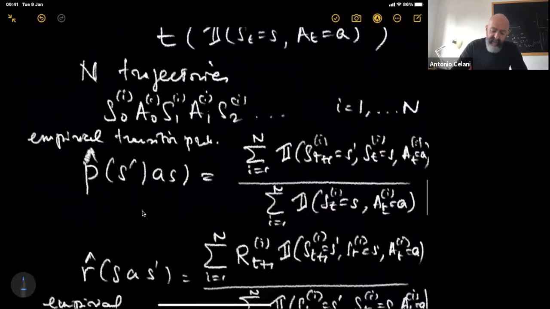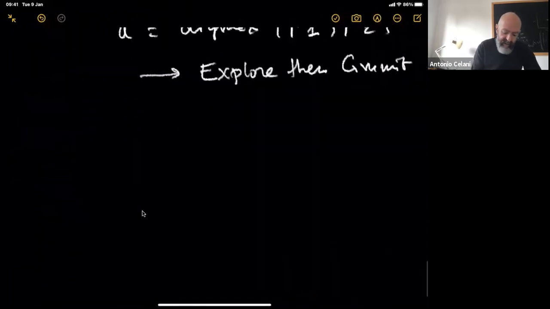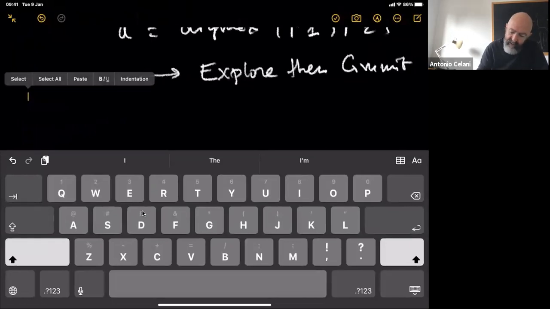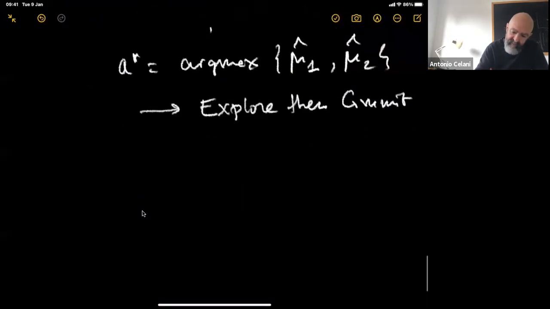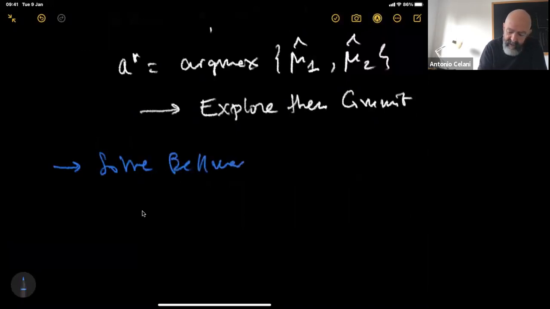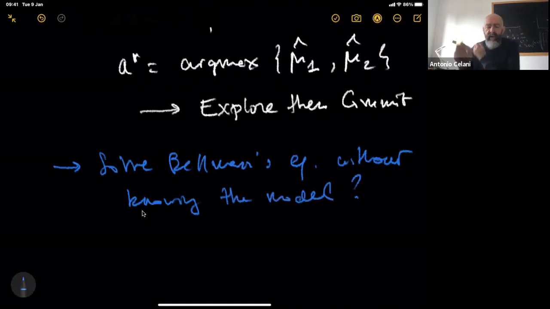So before taking a break, this was the first point that I wanted to highlight, which I'm going to write here for future reference as well. I managed to get a hold of this. So solve Bellman's equation without knowing the model. Okay. So like I said earlier, solving the Bellman's equation is trying to tackle two problems at the same time: prediction and control. Okay.